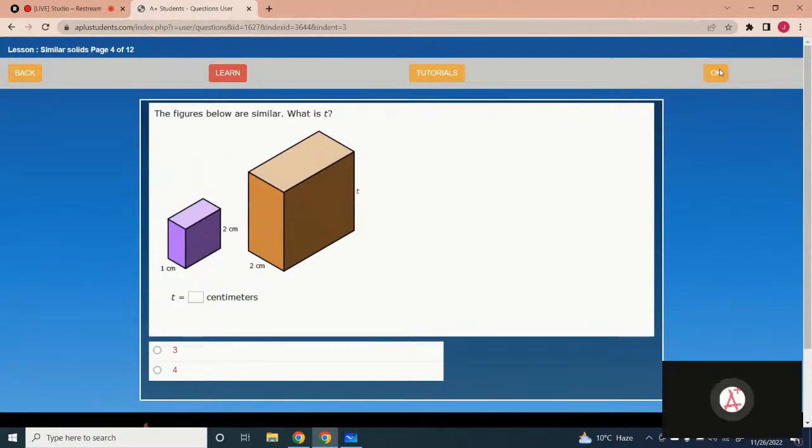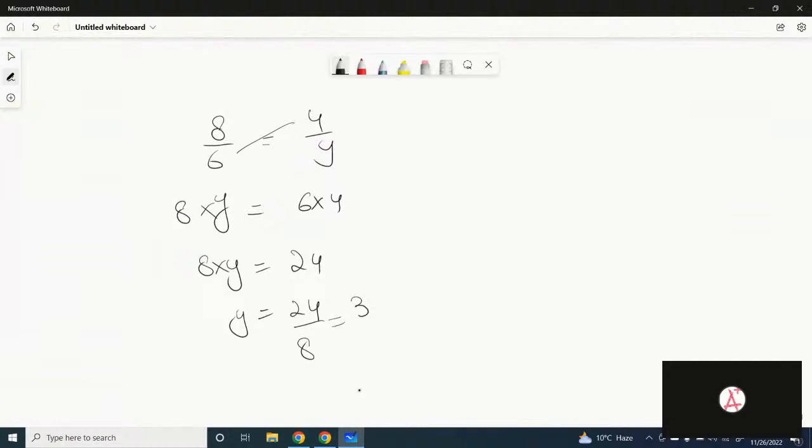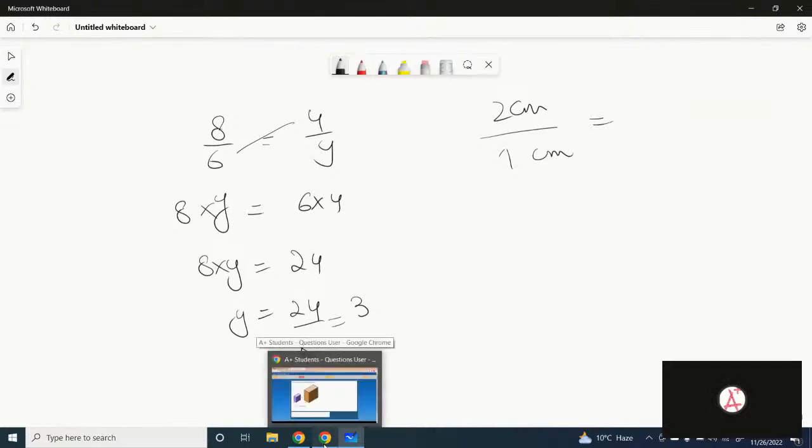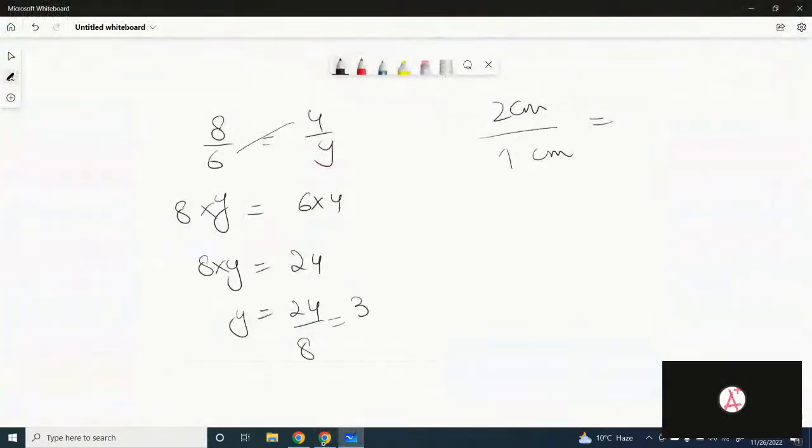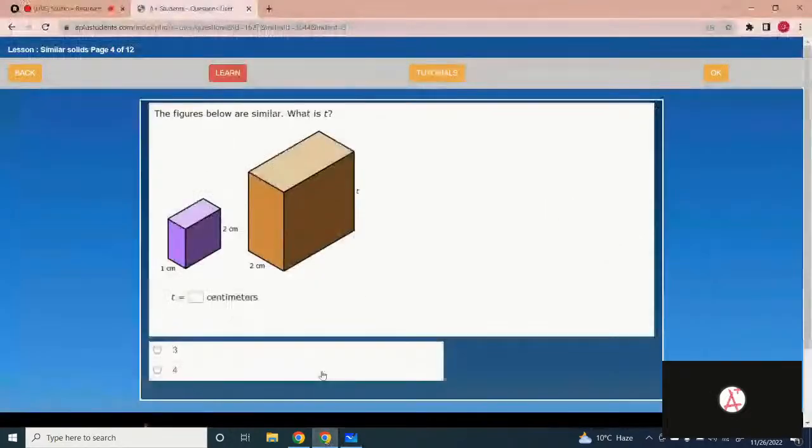Okay, just form the proportion of the missing side. It will be 2 over 1 and t over 2. The similar sides have the lengths 2 centimeters divided by 1 centimeter, then t divided by 2. Just solve this equation for t. It would be 2 times 2 over 1. 2 times 2 is 4 and 4 over 1 is 4. Select the correct option and click on the OK button.